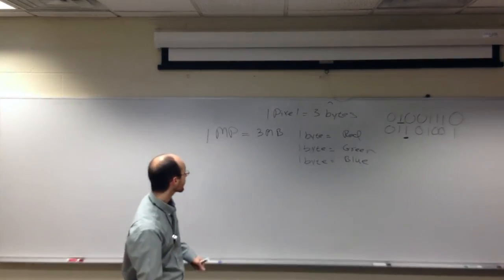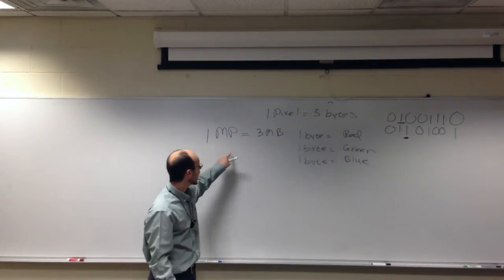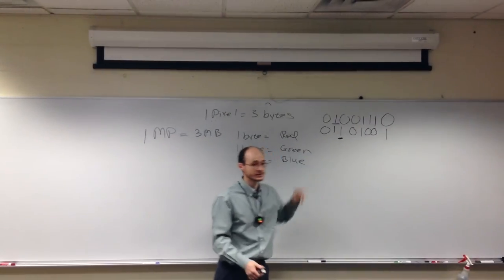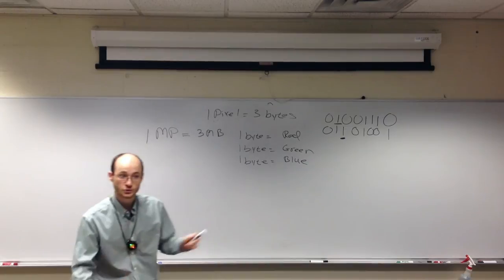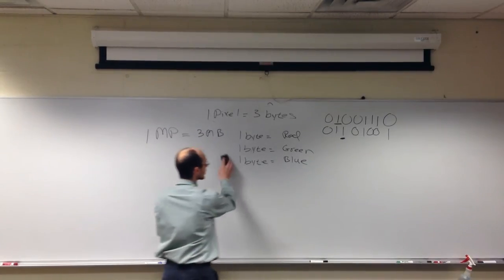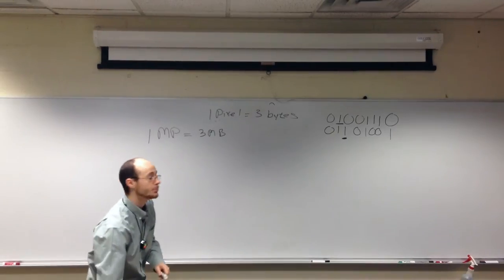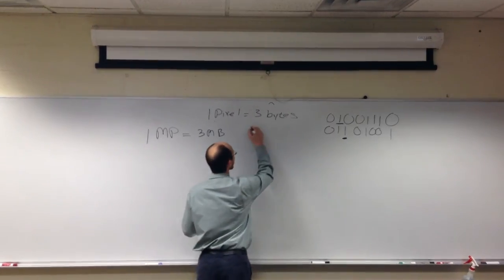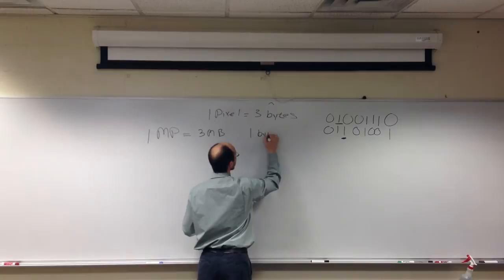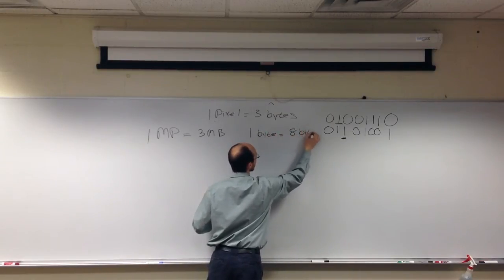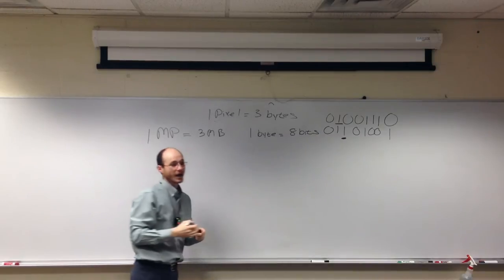That means in order for me to represent this photo, I need how many bits, how many zeros and ones are going to be made or used to store this picture? Well, a byte is equal to how many bits? And now we know why.